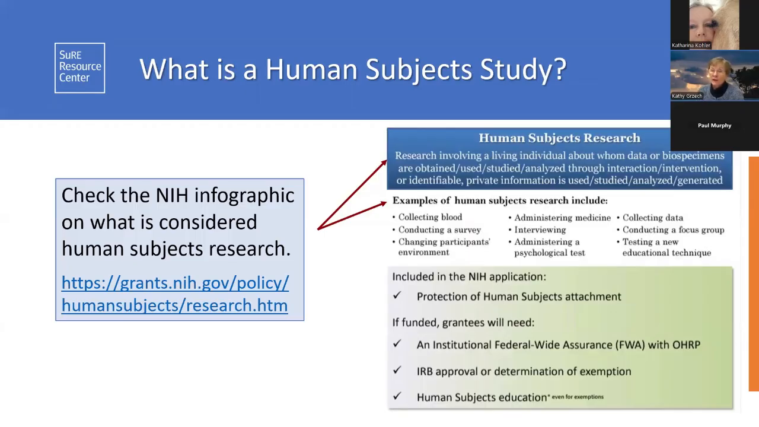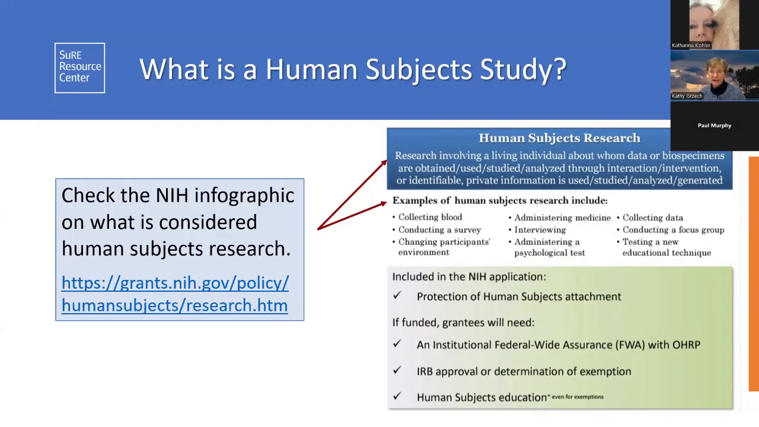So what is a human subject study? This session is primarily on proposal development, but let's step back a bit and look at how NIH defines human subjects research, which is essentially research involving a living individual about whom data or biospecimens are obtained, used, studied, or analyzed through interaction or intervention, or it is identifiable private information that's used, studied, analyzed, and generated.